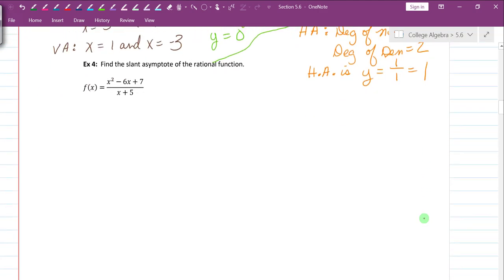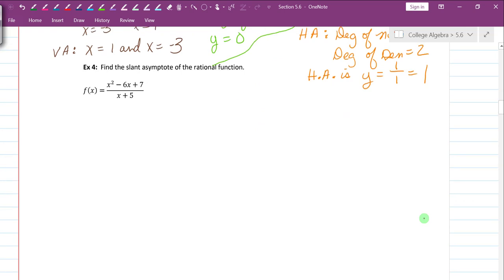Alrighty, moving right along. It's been a long day, so I'm sorry if I'm dragging a little bit.